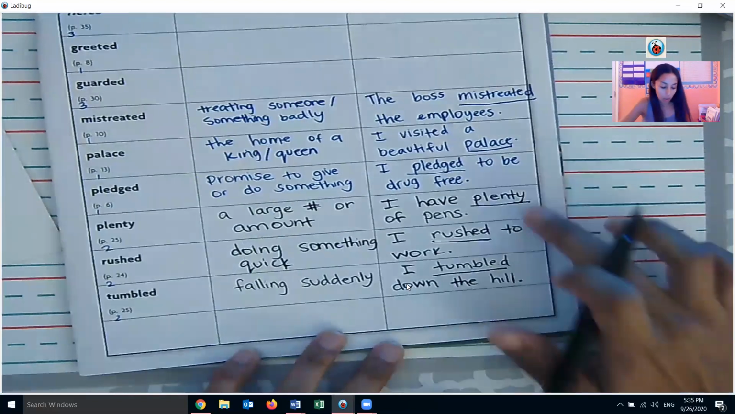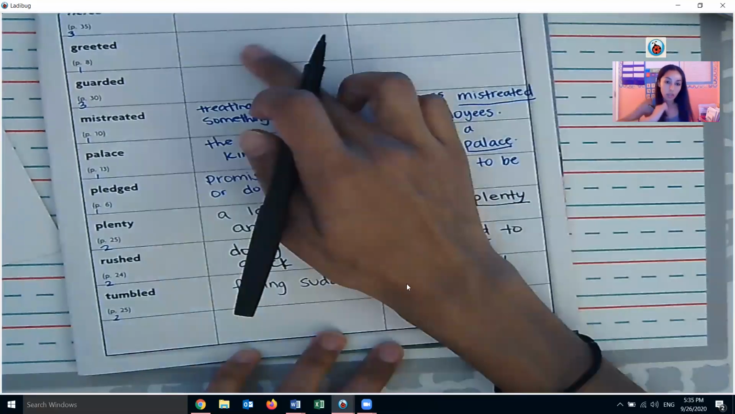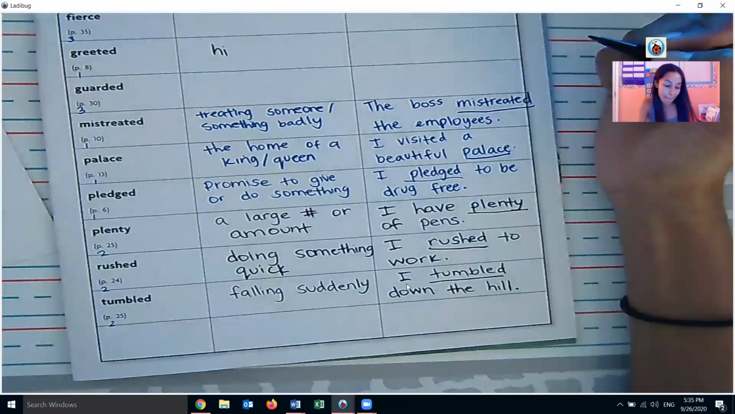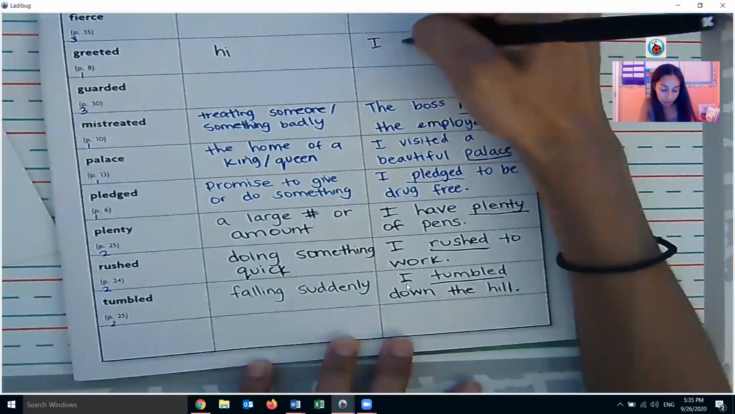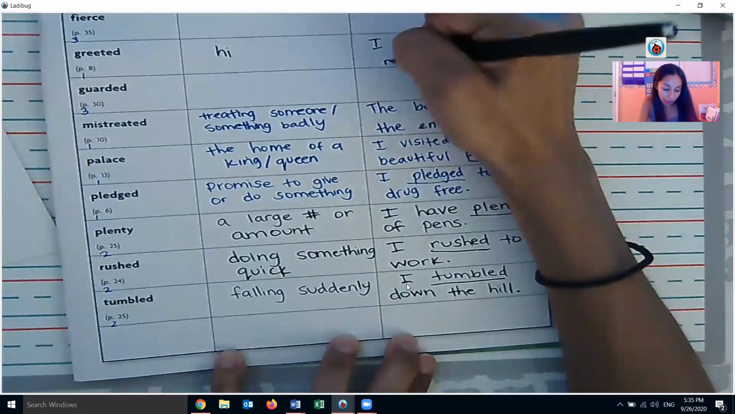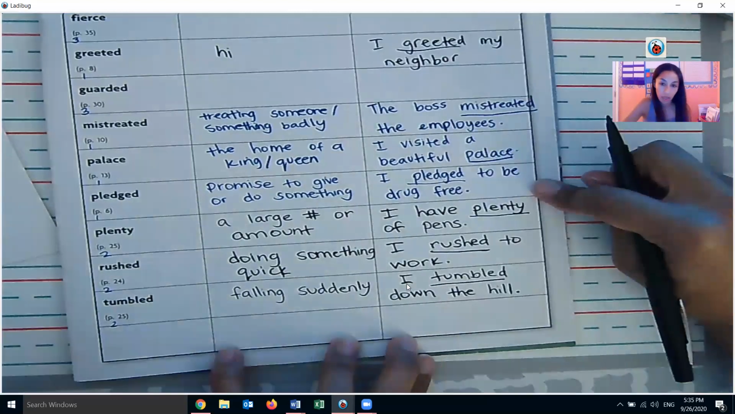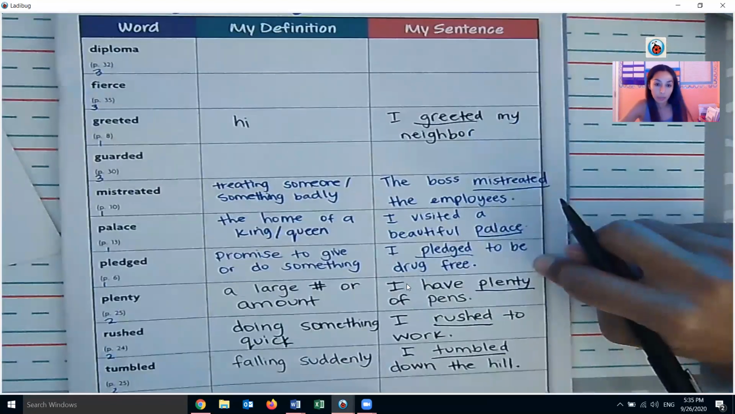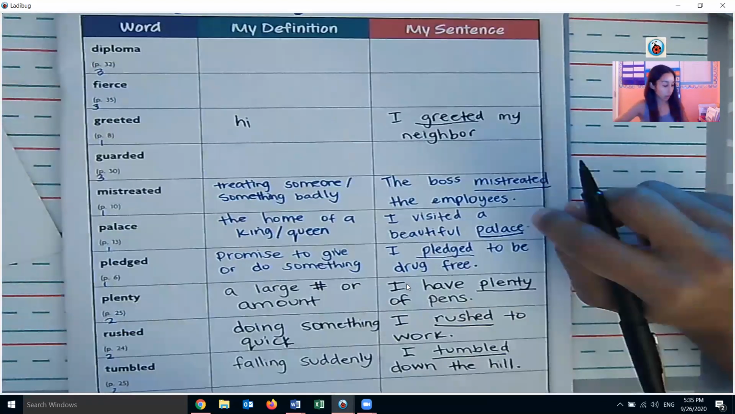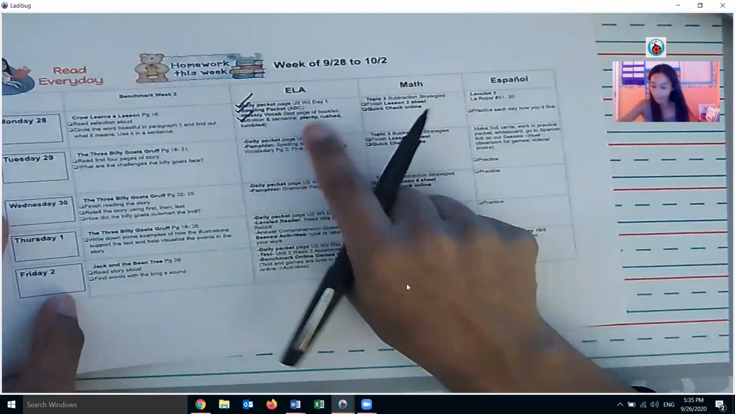So we have our last three. So we just did 1, 2, 3. And you should already have pledged, palace, mistreated, and actually greeted also. This one I don't have filled out here, but it means saying hi to someone. Like I greeted my neighbor. And if for some reason you don't have any of the week ones, you can fill in at this time. So that way next week for week three, you'll only have the last three words to fill in. Okay, so those are our sentences and definitions for language arts.